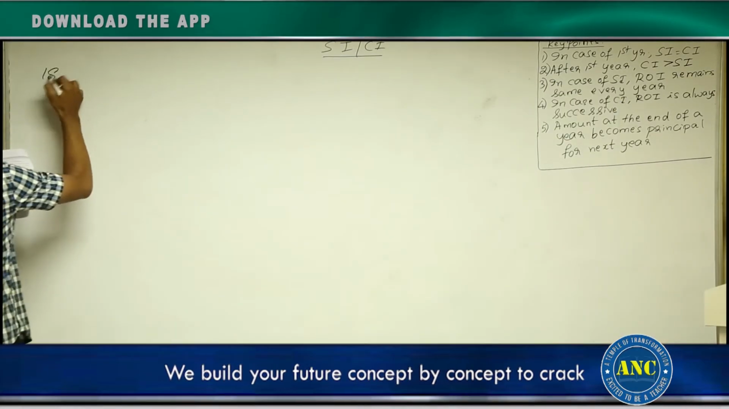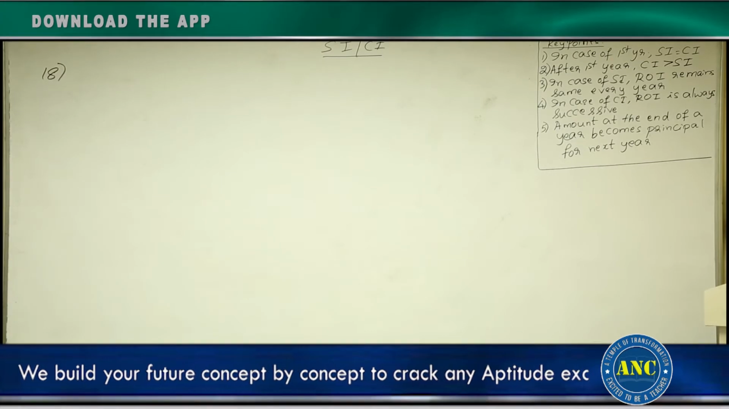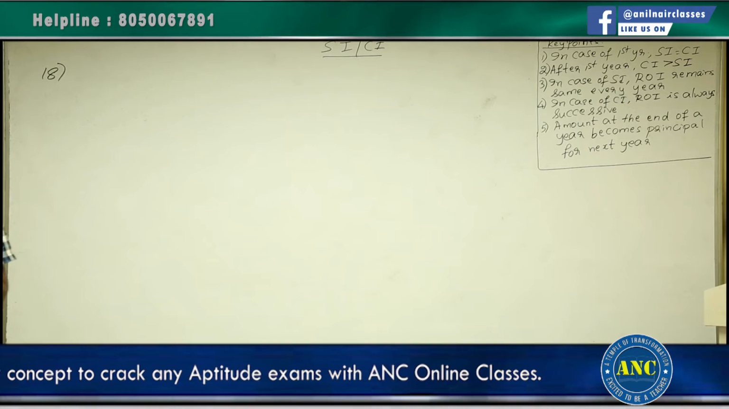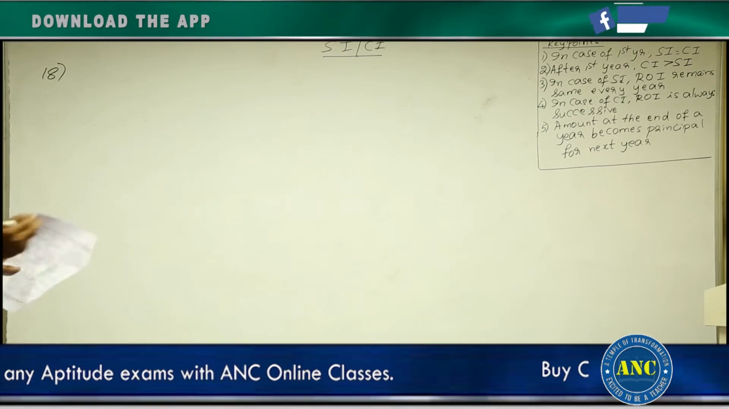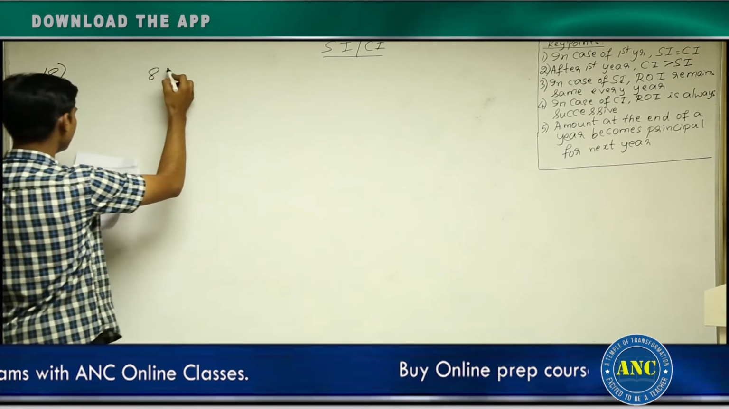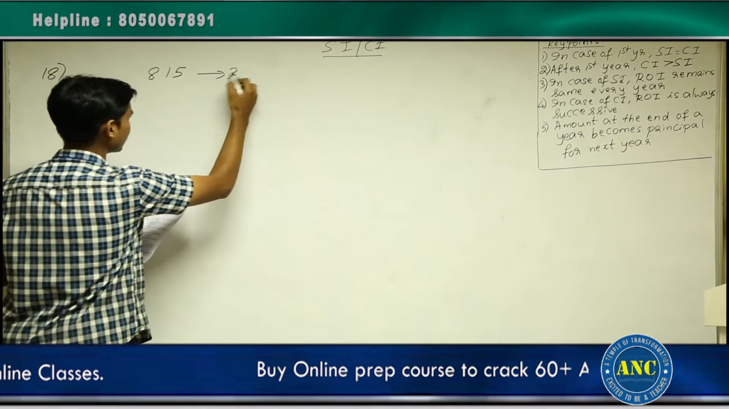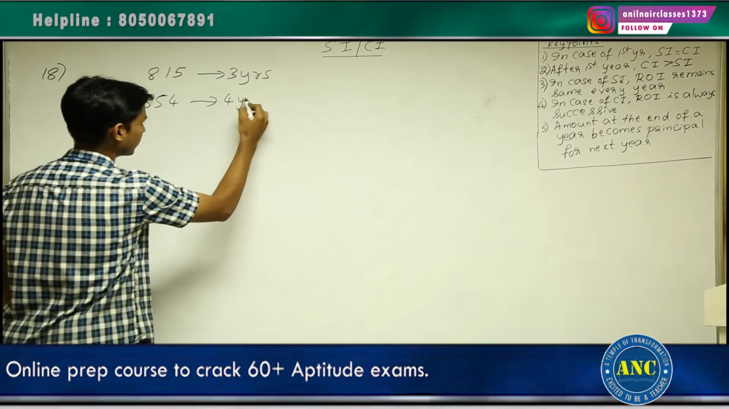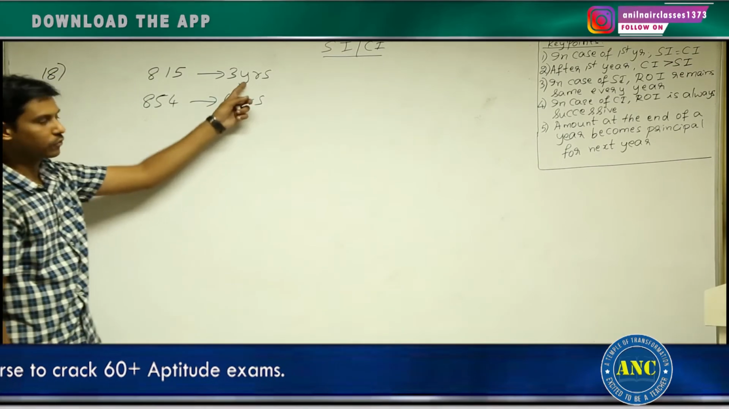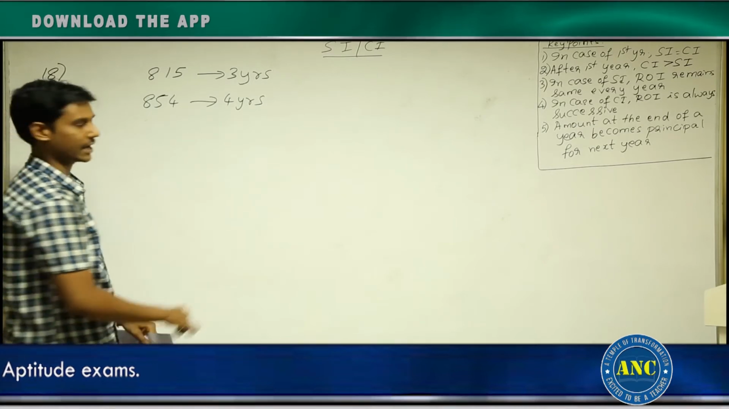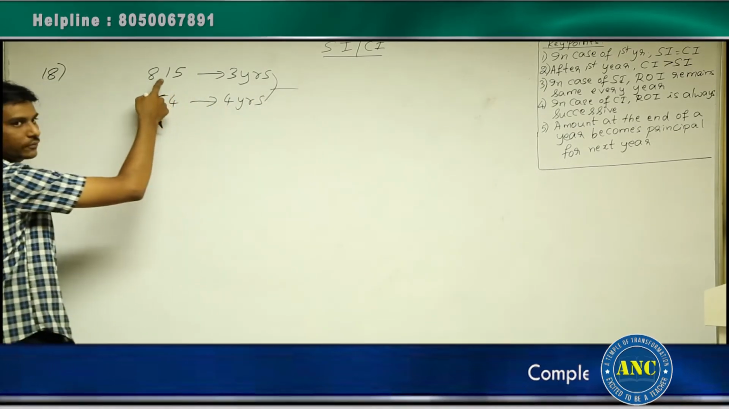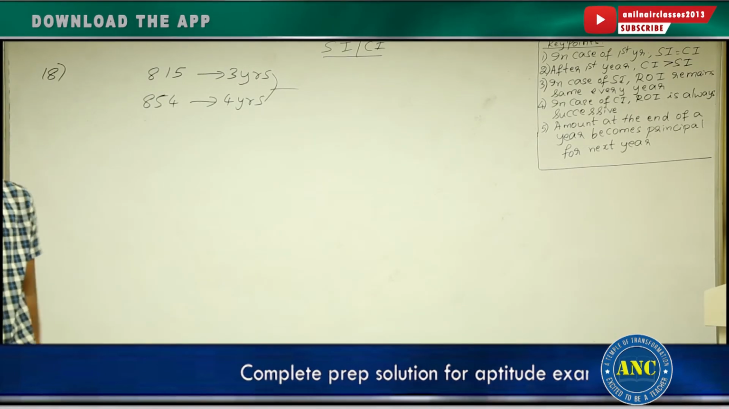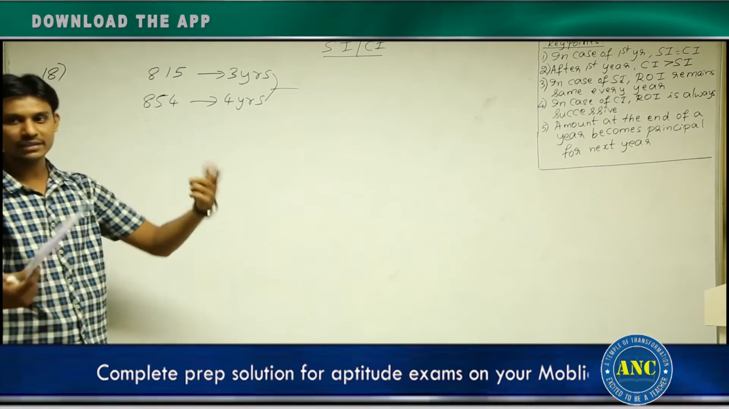This is the 18th question. A sum of money at simple interest amounts to 815 in 3 years and to 854 in 4 years. What is the sum? See here. It is amounting to 815 rupees in 3 years, and to 854 in 4 years. 3 years, 4 years, 1 year gap. In 1 year it was 815 initially, it is becoming 854. How much extra are you paying? 39 rupees extra. In case of SI, every year you are paying 39 extra only, right?